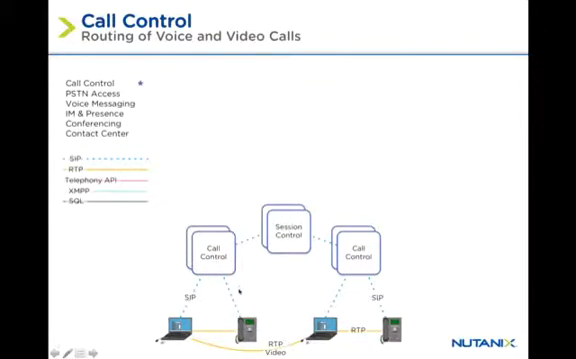So the job of call control is to manage the lifetime of that call, and the key thing is to set up this RTP stream. This is a real-time streaming protocol, and what it needs to do that is it needs to find the IP address of that destination endpoint and be the man in the middle for the negotiation.